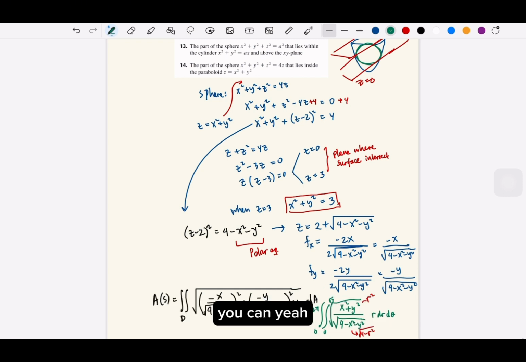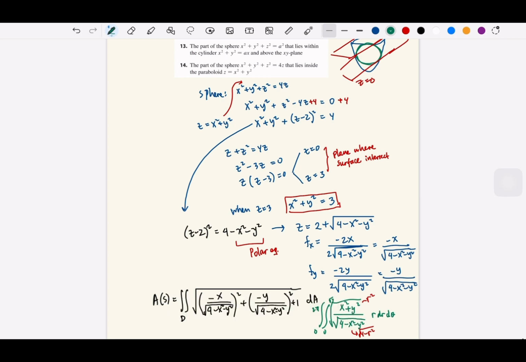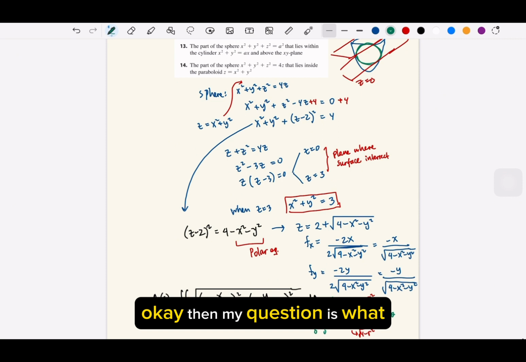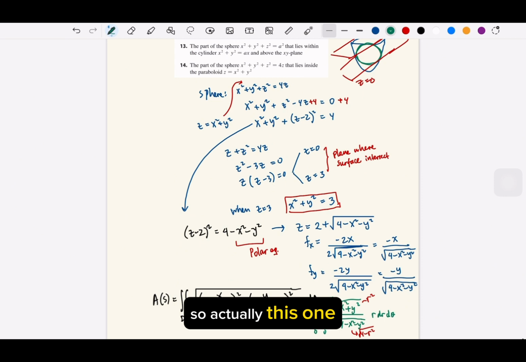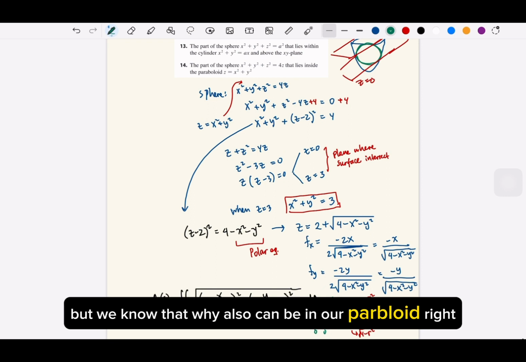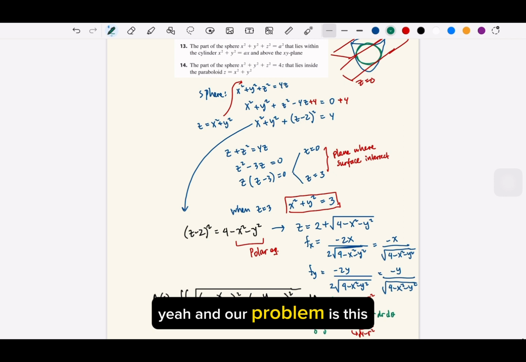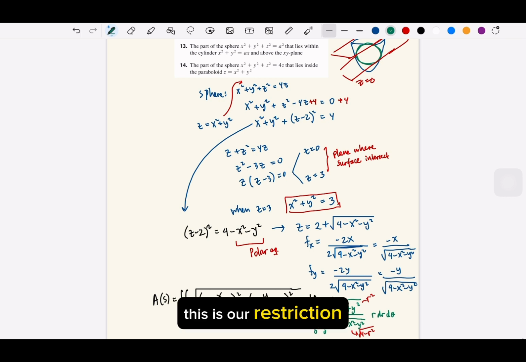Yeah, but this is quite difficult, right? So we do polar. And then my question is, how do you know the integral is like this? So actually, this one is y, right? And we only know the plane is at y equals 4. But we know that y also can be in our paraboloid, right? And our paraboloid is this. So we can just put that. That is our restriction, right?